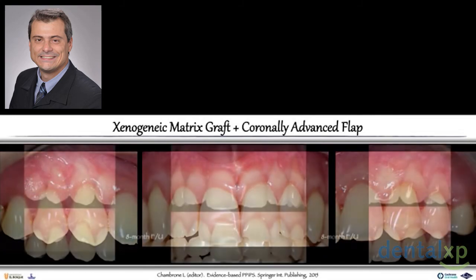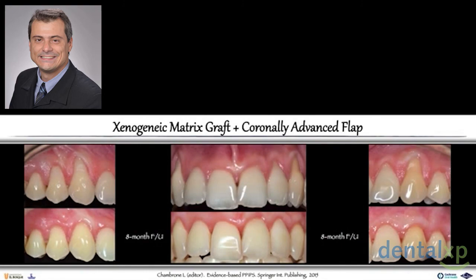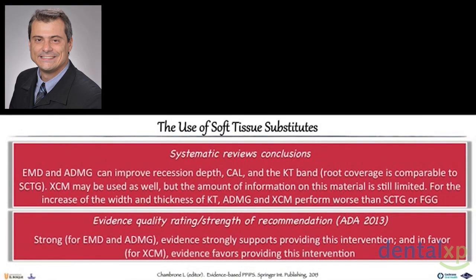So, the basis of systematic reviews indicates that both enamel matrix derivatives and acellular dermal matrix grafts can improve recession depth, clinical attachment level, and the keratinized tissue band. Also, the xenogenic collagen matrix may be used, but the amount of information on this material is still limited.